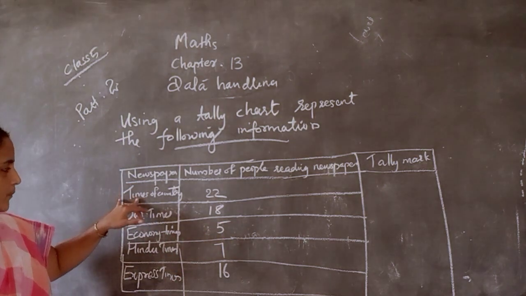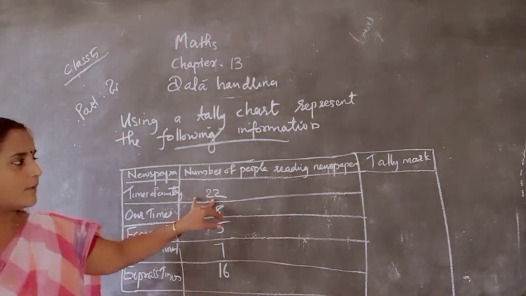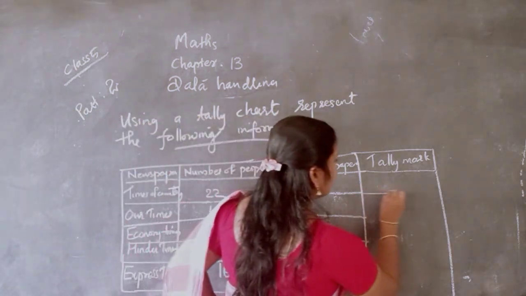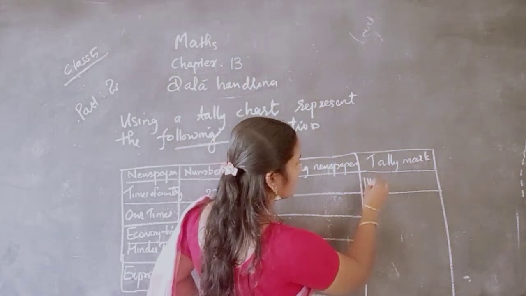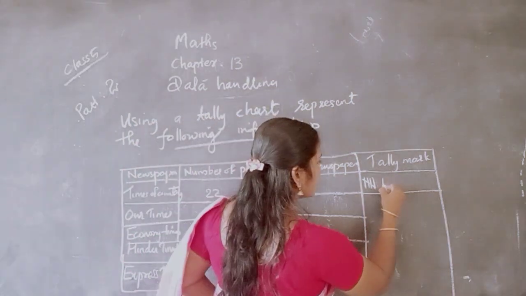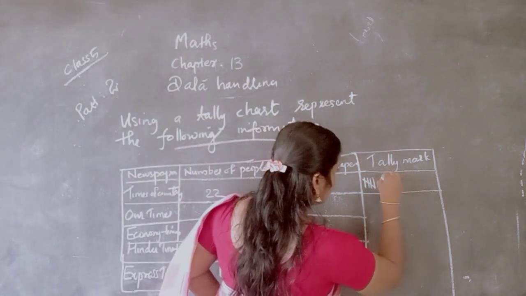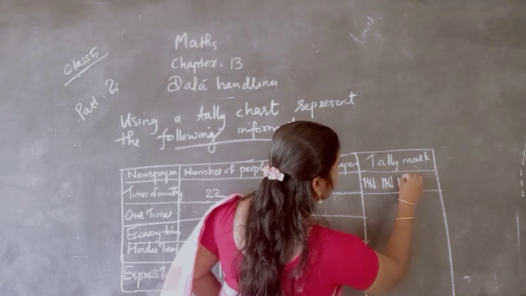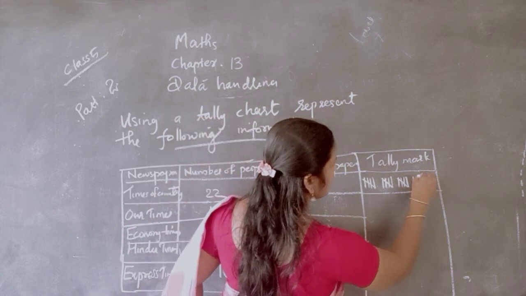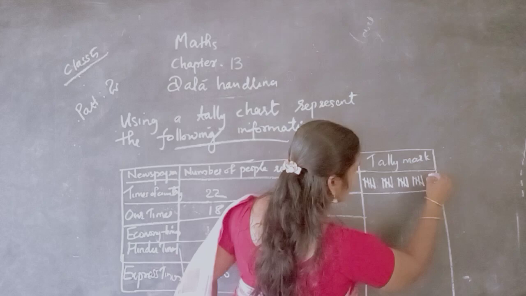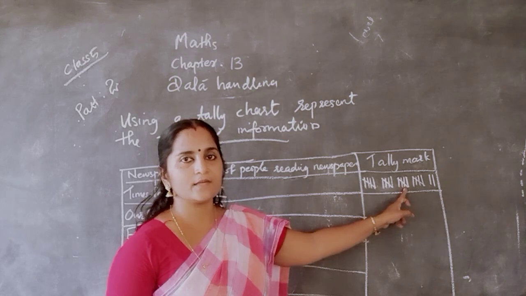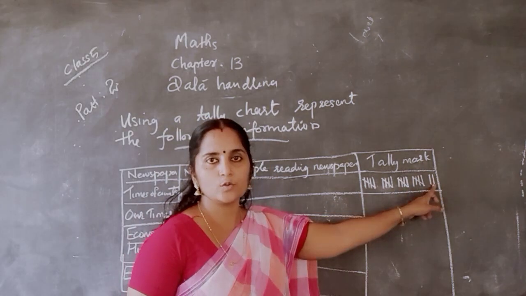First newspaper is Times of Country and the number of people reading the newspaper is 22. We want to write a tally corresponding to this one. Okay. 1, 2, 3, 4, 5. That's the first group. Leave a space. Then 6, 7, 8, 9, 10, 11, 12, 13, 14, 15. Then 16, 17, 18, 19, 20, 21, 22. There are 4 completed groups and in the last one only 2 lines are there.